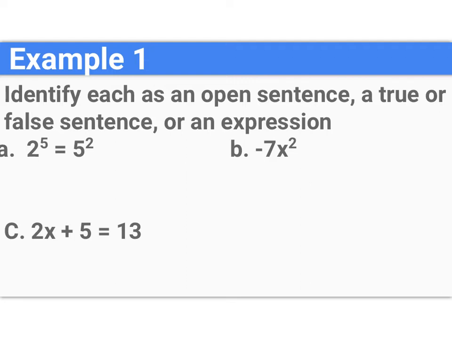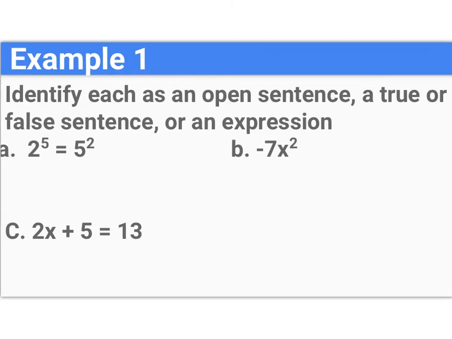Okay, so let's look at our first example. Identify each as an open sentence, true or false sentence, or an expression. So 2 to the 5th equals 5 squared. We won't know anything until we do 2 to the 5th. So 2 to the 5th power is 2 times 2 is 4, times 2 is 8, times 2 is 16, times 2 is 32. So 2 to the 5th is 32.